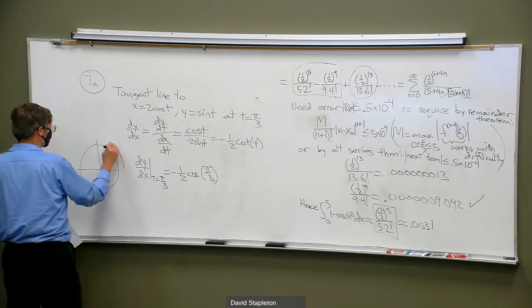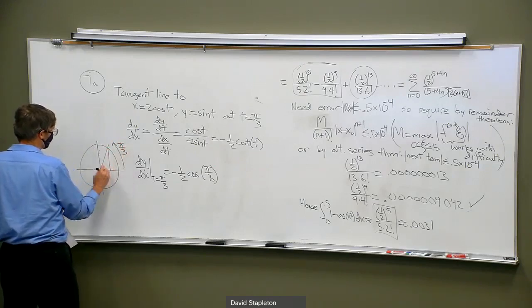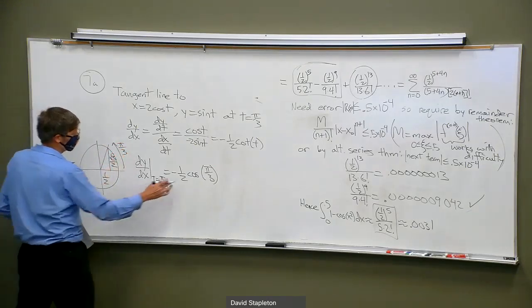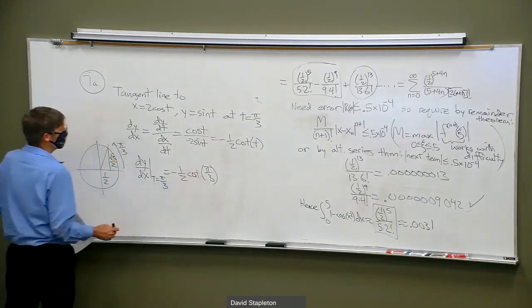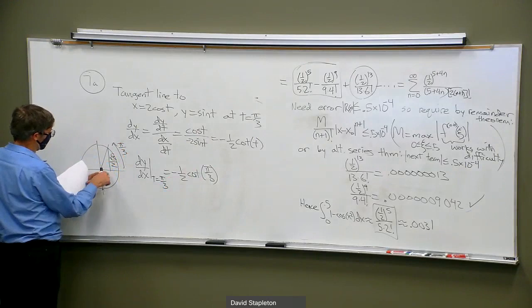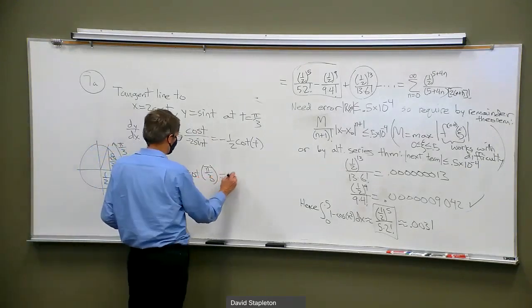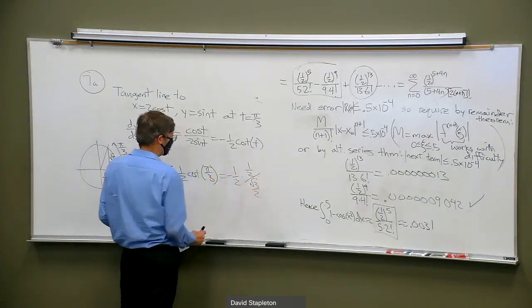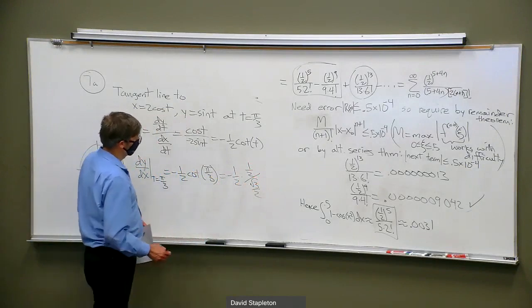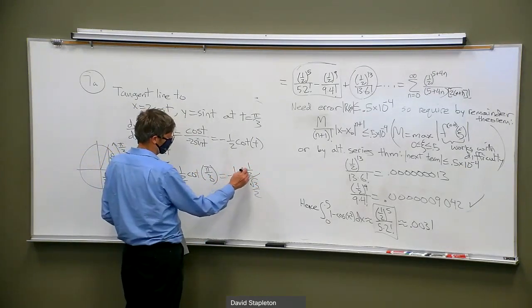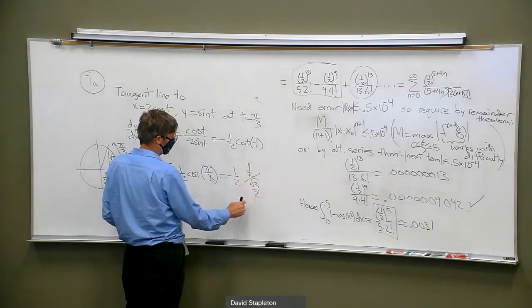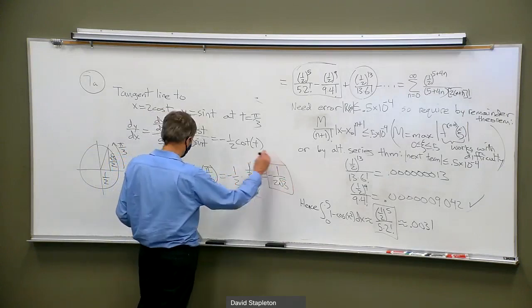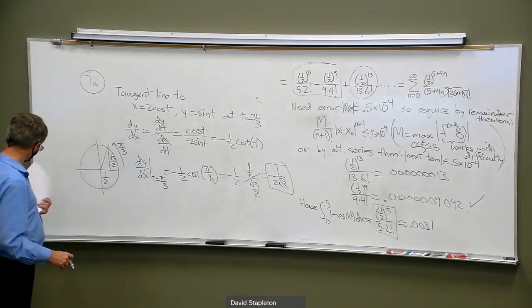Pi over 3 is about that angle. So it's a 30, 60, 90 triangle with this side square root of 3 over 2 and this side a half. There's a cotangent. The cotangent will be x over y, a half over square root of 3 over 2. All right, and now the 1/2 here cancels the 1/2 here, and you've got just minus 1 over 2 square root of 3 for that one. So that agrees with the back.